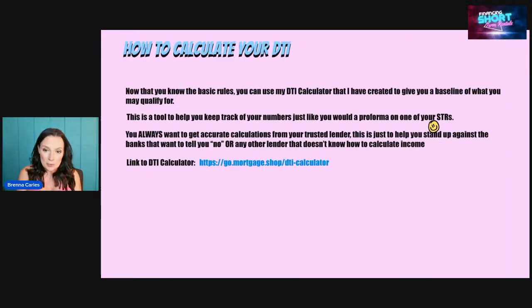This is just to help you stand up against the banks that want to tell you no, or any other lender that doesn't know how to calculate any of the incomes that I went over, because it can get intricate and many will not know how to calculate it. I could calculate your debt to income ratio and tell you exactly what it is. You could go to a bank and they're going to tell you something completely different. It's because you have to know these rules backwards and forwards to be able to truly qualify the borrower.